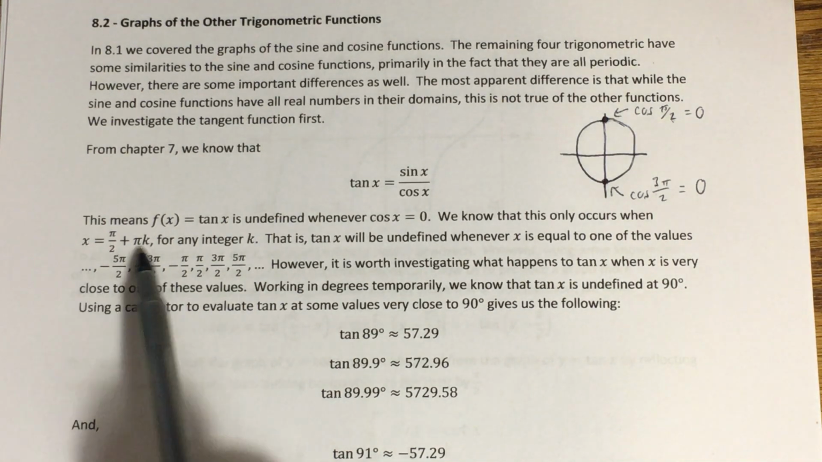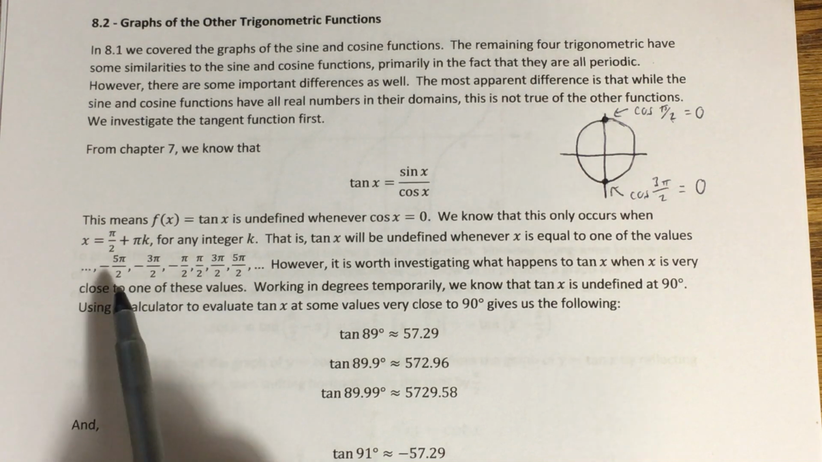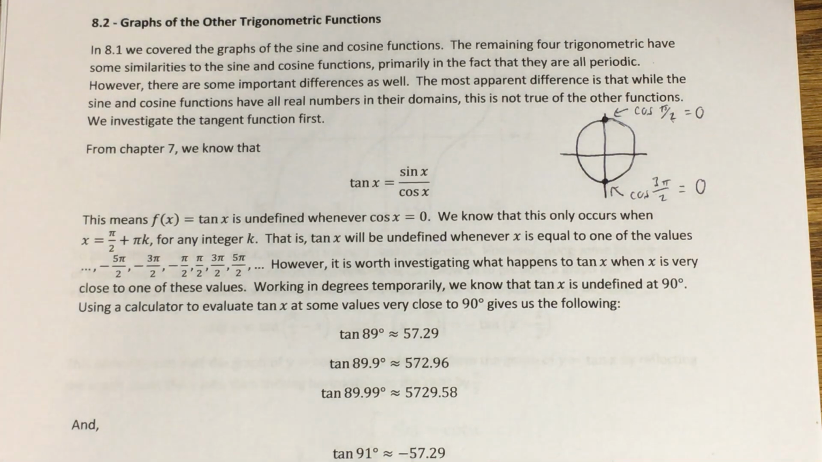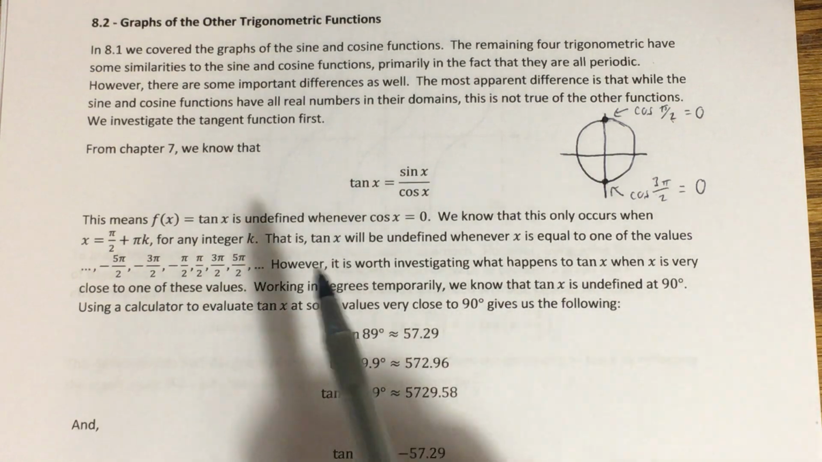So that's what this is talking about. When x is equal to any of these values, and because k can be any integer, this is an infinite number of values, tangent will be undefined. We didn't have that problem with the sine and cosine graphs because those functions are defined for all real numbers. They're never undefined anywhere. So we didn't have to think about what happens to a graph when a function is undefined. And we'll talk about that shortly.